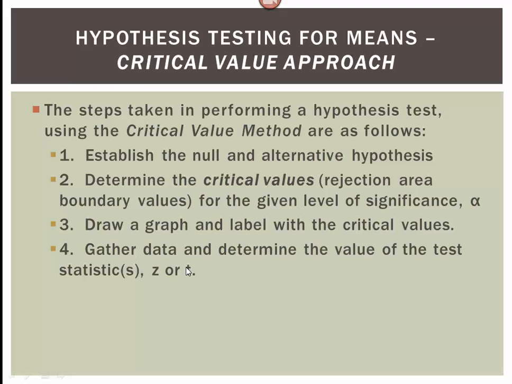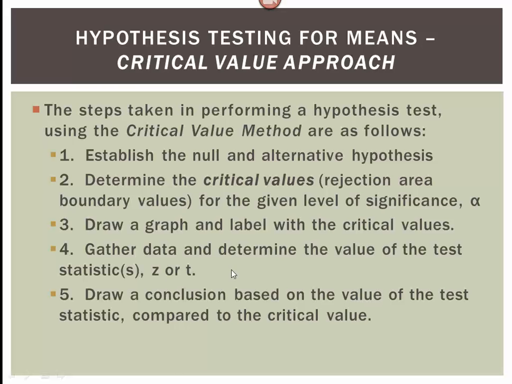And number four, we gather our data, we determine the value of our test statistic, whether it's a Z or a T, and then we draw a conclusion based on the value of the test statistic compared to the critical value. So notice then in the critical value approach, we are comparing two z-scores or two t-scores to determine whether we're going to reject or decide to fail to reject the null hypothesis.